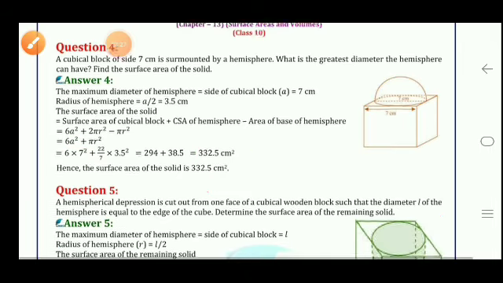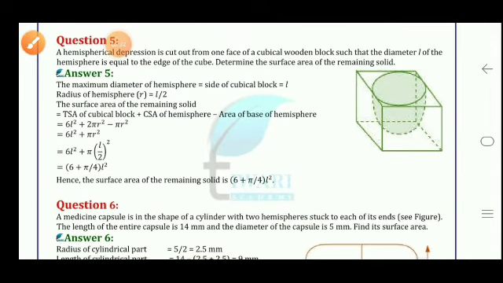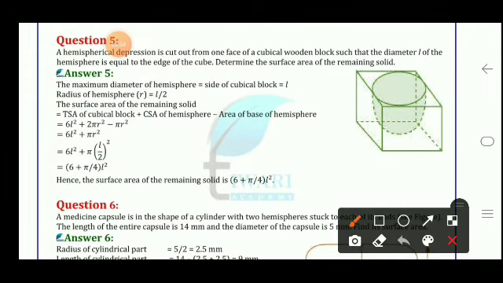Then in question number 5, the same type of question is given. Here, instead of elevation, depression is given. A hemispherical depression is cut out from one face of the cubical wooden block such that the diameter l of the hemisphere is equal to the edge of the cube. Determine the surface area of the remaining solid. As we can see, the dimensions of this are l, l and l, so its diameter will be l only.